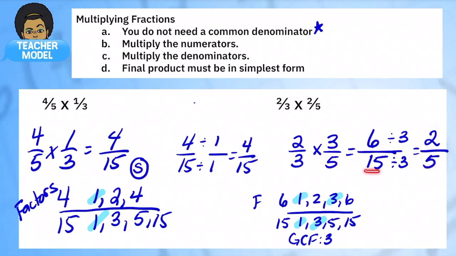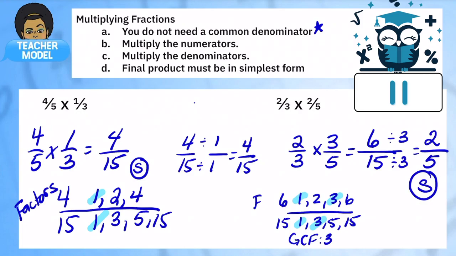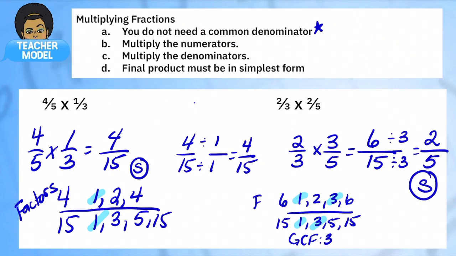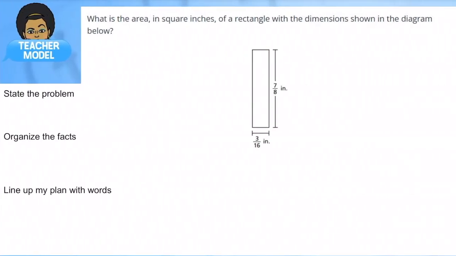I'm still dividing. I want to make sure this is clear. I'm still dividing by 1 because it's 3 over 3. So these two fractions are equivalent. But this fraction is now in simplest form. So take 30 seconds, hit pause, and jot this down into your notes. And let's go into our teacher model for today.